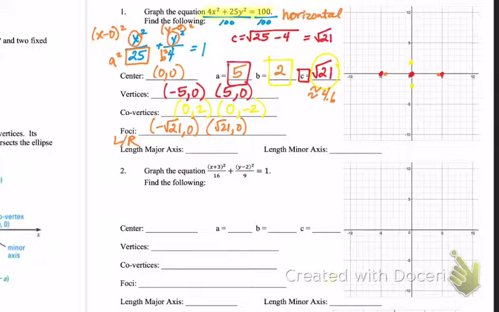Then I'm going to connect my dots on the outside of my ellipse, like this, and I have my two foci in the middle. The length of my major axis is 2 times A, so 2 times 5 is 10. The length of my minor axis is 2 times B, which would be 4.